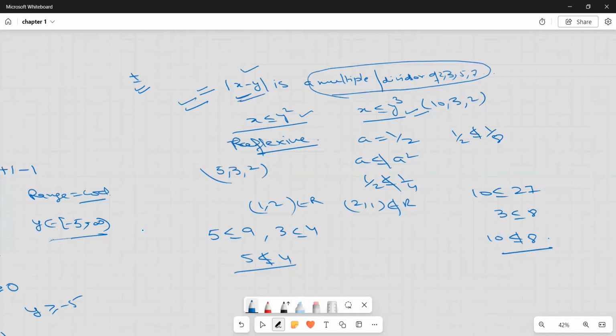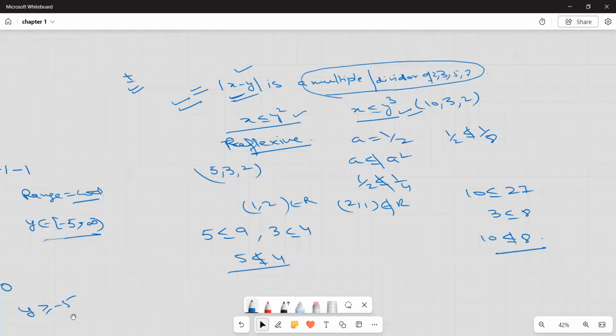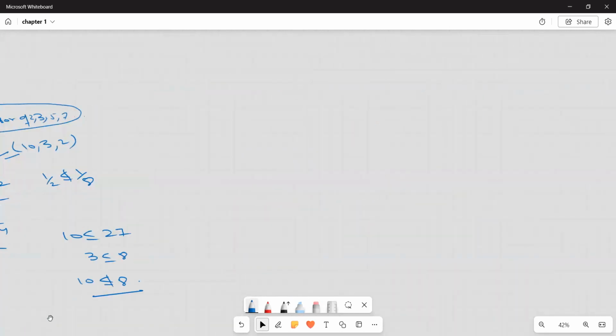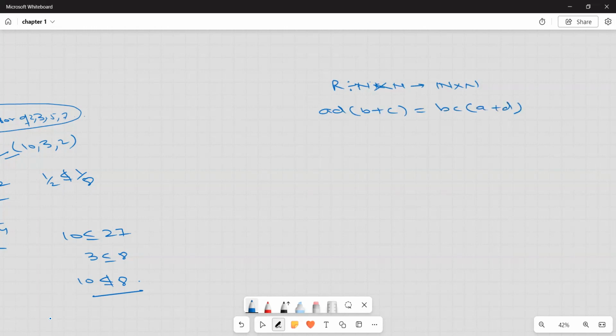Is it clear? Then there is this, when N cross N questions. The question is, N denotes the set of natural numbers and R is defined from N cross N to N cross N by the relation: ad into (b plus c) is equal to bc into (a plus d). So how will you do this question for reflexive?